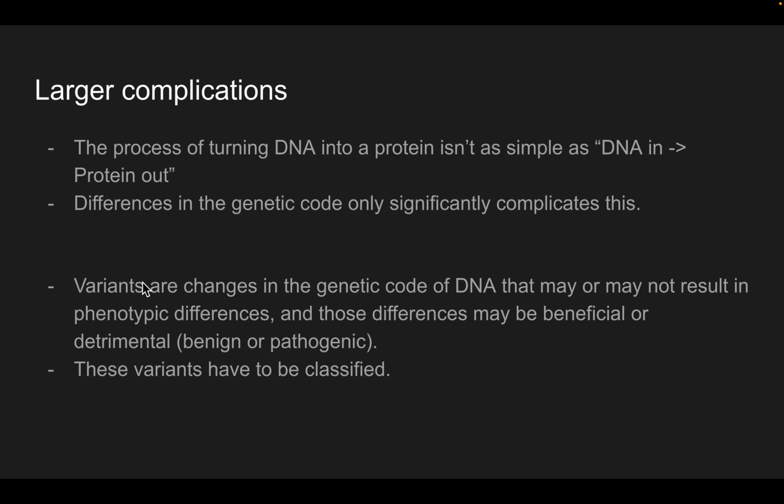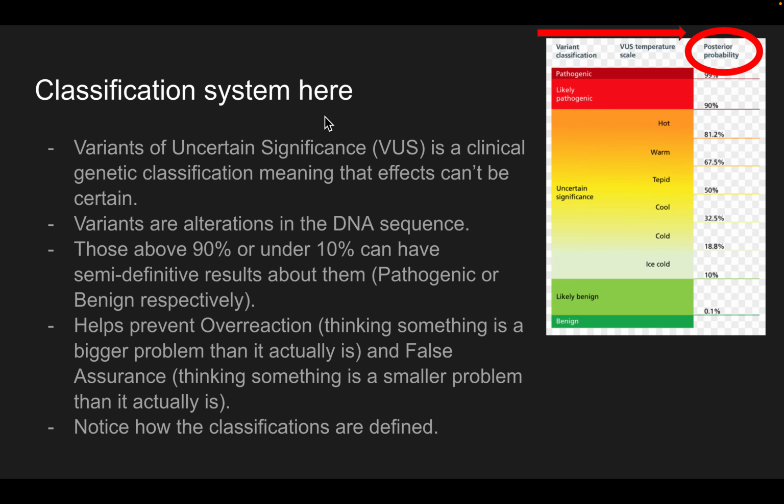So further on, I'll be referring to these as variants, which are changes in the genetic code of DNA that may or may not result in phenotypic differences, and the differences may be beneficial or detrimental. So basically, they can be pretty much anything, technically. And these variants, we have to classify them, because as is human nature, we classify things. So there's a classification system.